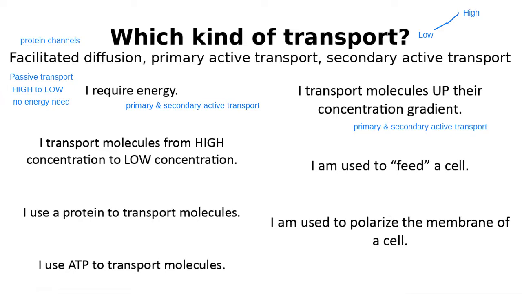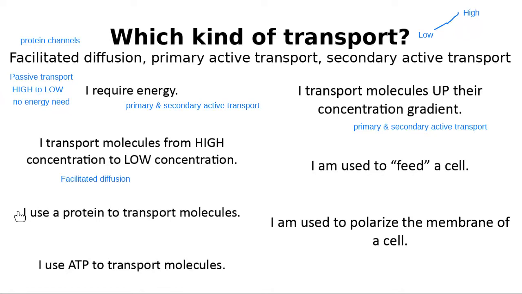Now, if we're going from high to low, like this statement says right here, that doesn't take energy. That's going to release energy. Actually, that's going to happen all on its own. So going from high to low is an example of passive transport. When we talk about going from high to low, that's the work of facilitated diffusion. Facilitated diffusion, going from high to low.